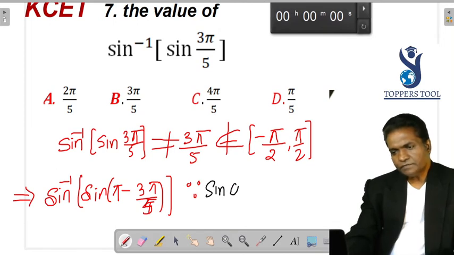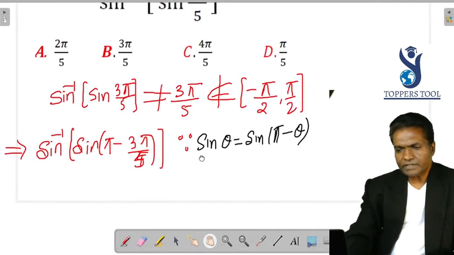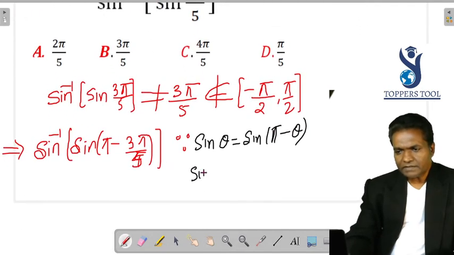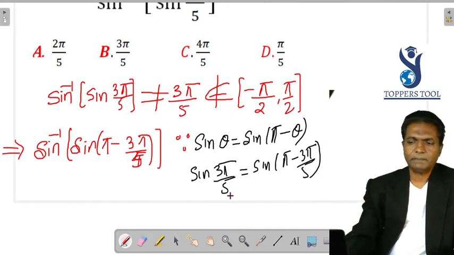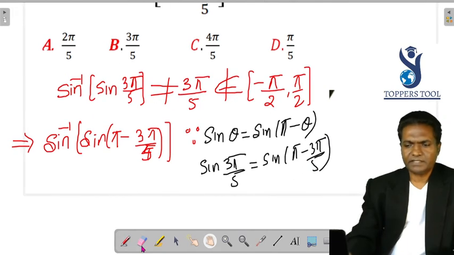Sine of theta can be expressed as sine of pi minus theta. In the same way, this sine of 3 pi by 5 can be written as sine of pi minus 3 pi by 5. Here theta is 3 pi by 5. Now it's simplified.